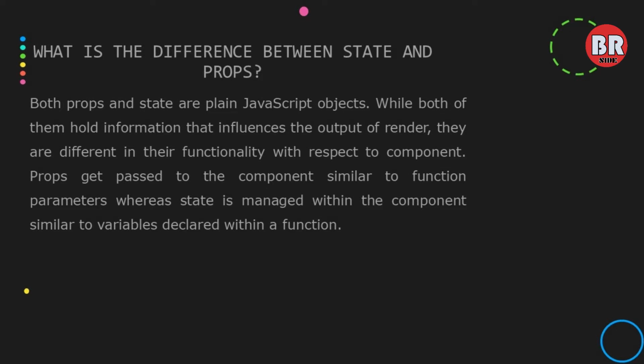What is the difference between state and props? Both props and state are plain JavaScript objects. While both of them hold information that influences the output of render, they are different in their functionality with respect to component. Props get passed to the component similar to function parameters, whereas state is managed within the component similar to variables declared within a function.